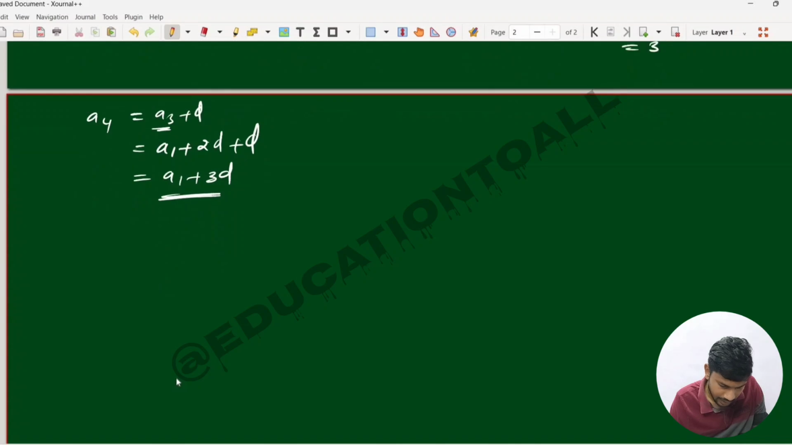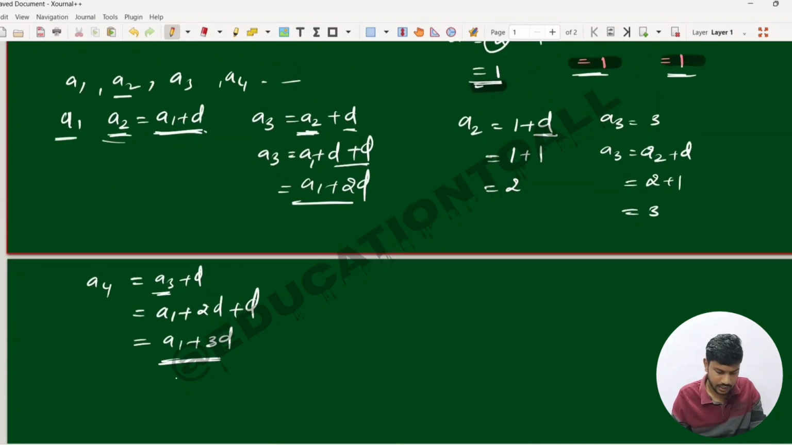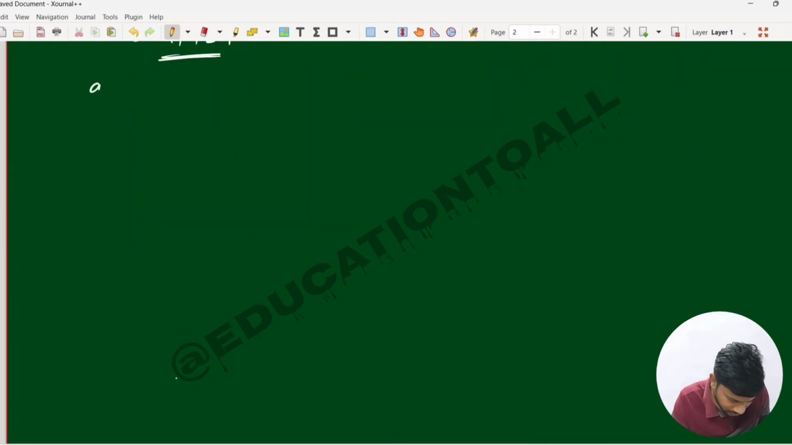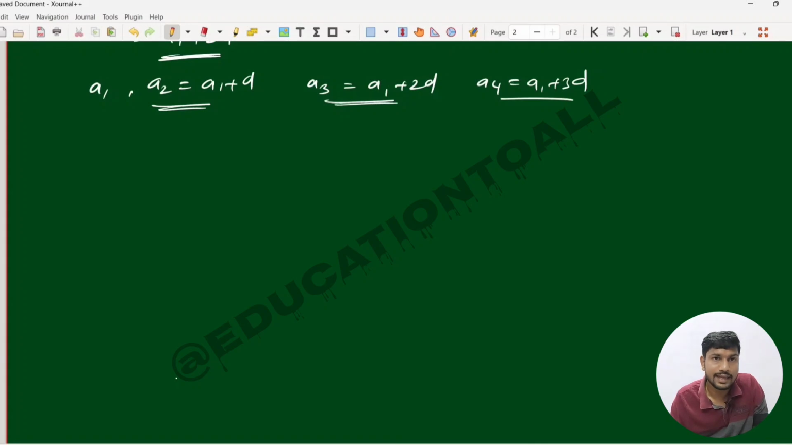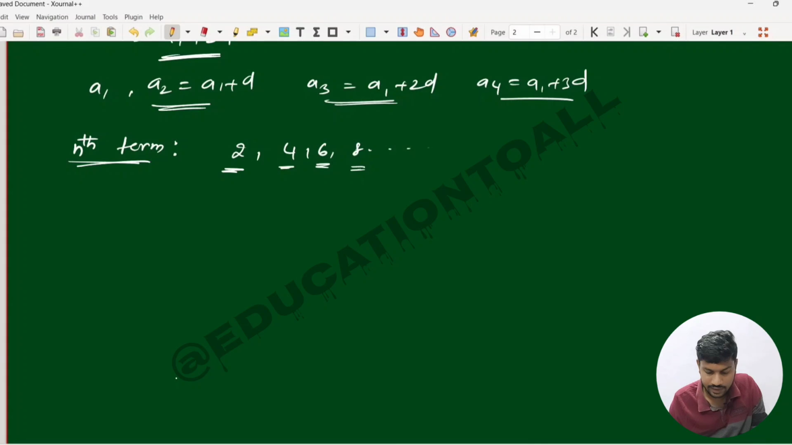Then identify the logic here, where A1, A2, A3, A4 are related like this. We got A1 is A1, then A2 I get as A1 plus D, A3 is equal to A1 plus 2D, and A4 I got as A1 plus 3D. From this we should learn the logic of how to find the nth term. What is meant by the nth term? The nth term is finding the value at some particular position. Numbers are related like 2, 4, 6, 8 and so on. This is the first number, this is the second number, this is the third number, this is the fourth number. In such a way, I need the 25th number in the progression. So how to find it? By using this logic.